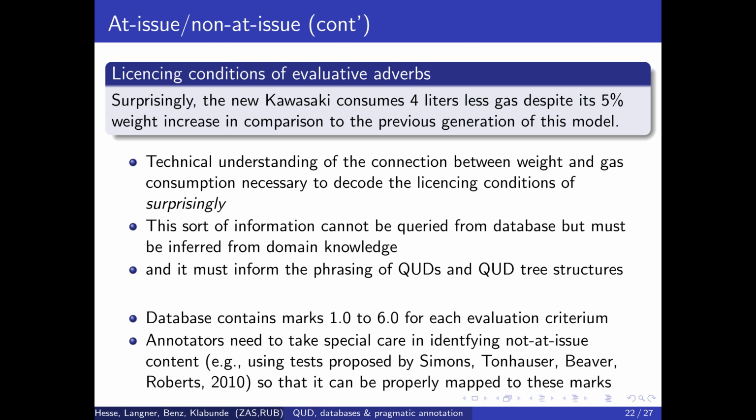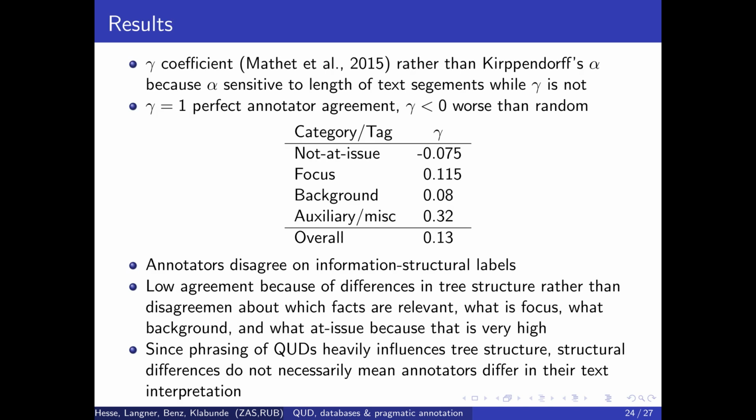Our database contains marks 1 to 6 for each evaluation criterion, and annotators need to take special care in identifying not at issue content. So here are some preliminary results from our corpus analysis concerning inter-annotator agreement on the categorization, concerning the at issue, not at issue distinction, the distinction focus background, and another category which we're just calling miscellaneous or auxiliary. We're using the gamma coefficient by method rather than Krippendorff's alpha because alpha is sensitive to length of text segments while gamma is not.